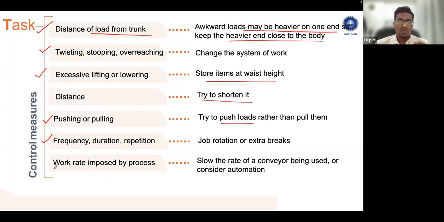And then what is the work rate imposed by the process? If the work rate is high, then slow the rate of a conveyor being used or consider automation. So these are the risk factors that you're going to identify in relation to the task, and for each risk identified, what are the appropriate controls.